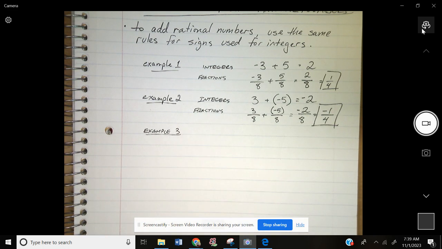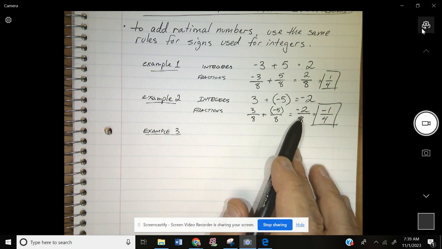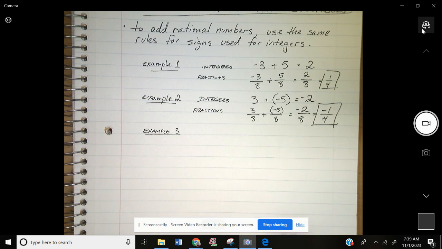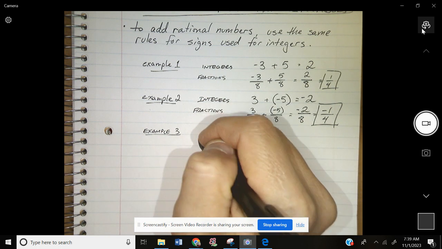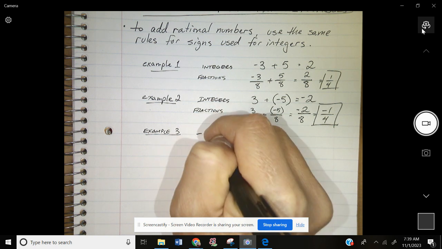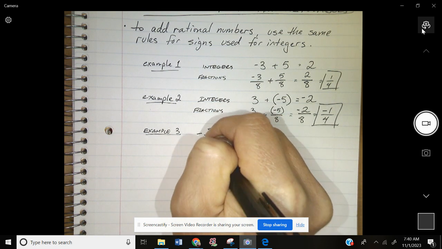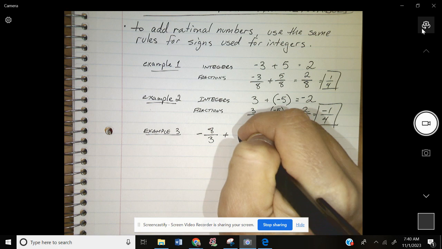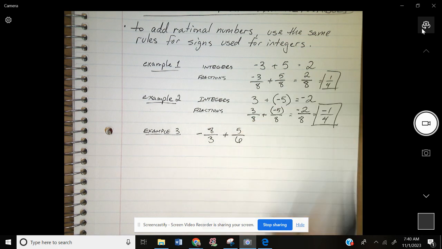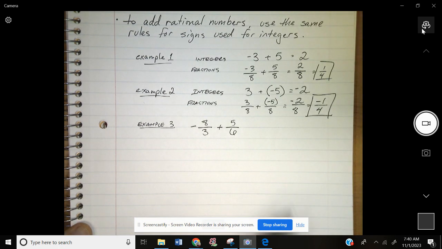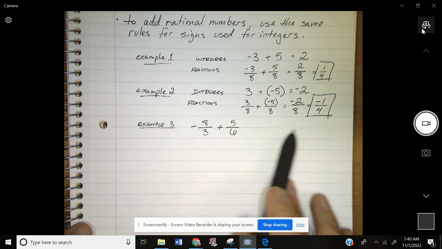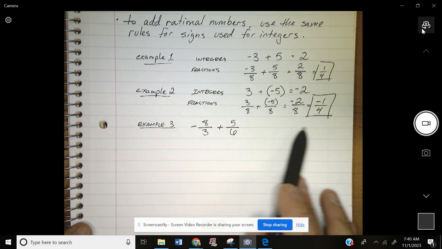This time, I'm going to assume you know how to do the integers. Let's go into one of these fractions. I'm going to actually use the same one that they did. So I'm going to say negative 8/3 plus 5/6. All right. You know that I like to use this line as my fraction bar.